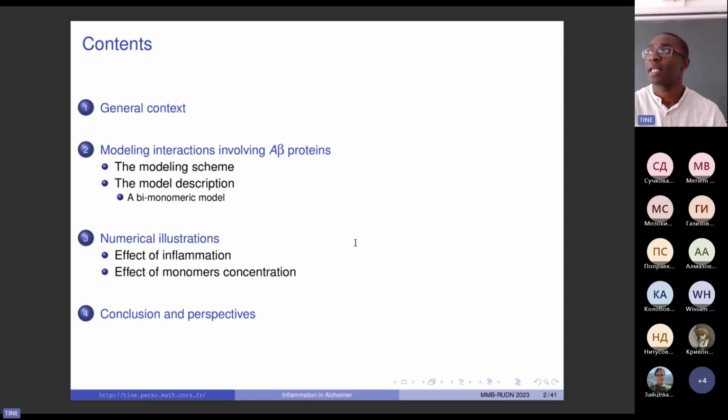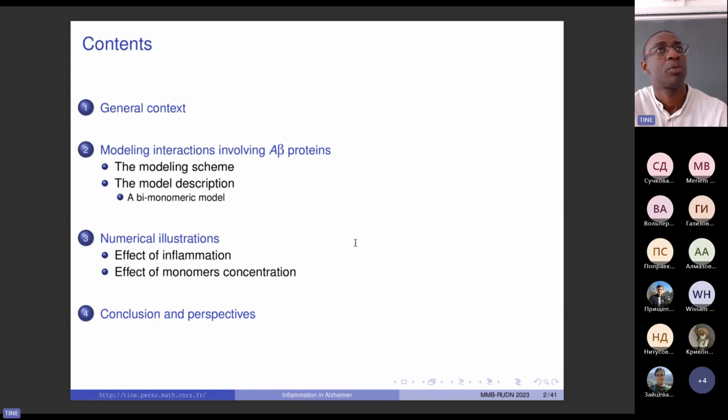Of course, at the beginning, we will talk about the general context. This means that we will discuss Alzheimer's disease, what we know about it from the biological point of view and from the modeling approach. For this general context, you will see that I will orient my talk on one type of modeling of this disease. After that, I will present a general model that we designed.